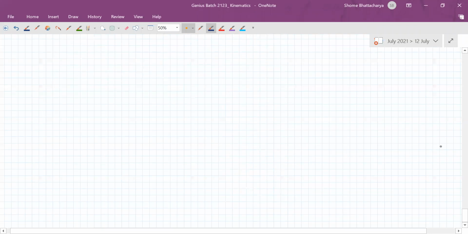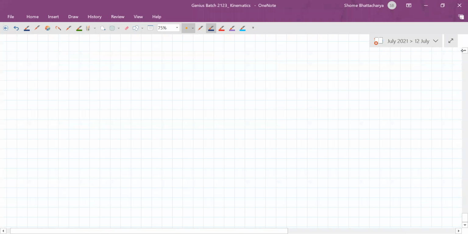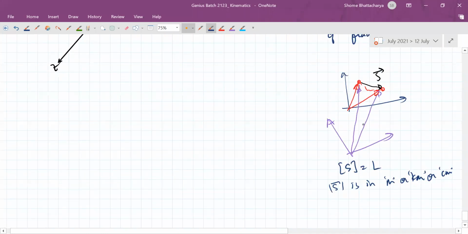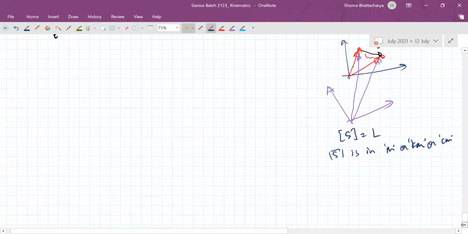Sir, what is this diagram you drew, the last one? It is to show you that displacement is independent of reference frame. So you can see now in the two reference frames, the values of the R vectors are different, but their difference is the same. It is this black S vector. Yes, sir.